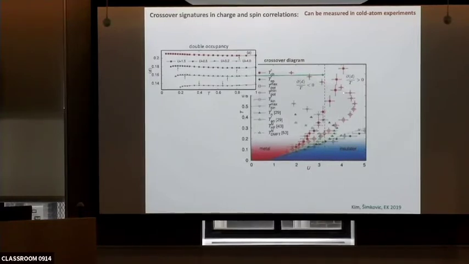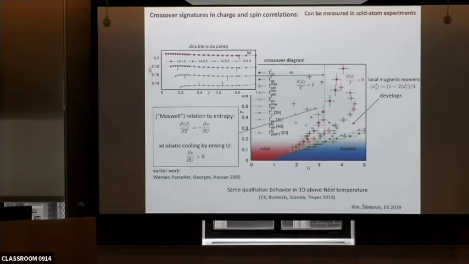The red points enclose an area where the derivative of double occupancy with respect to temperature is negative, and this has importance due to the Maxwell relation. Essentially, here the derivative of entropy with respect to U is positive. So in fact, if you're in this regime, as was noted by Felix and co-workers a long time ago, if you increase interaction adiabatically, you will be cooling the system. It's a wide regime here.